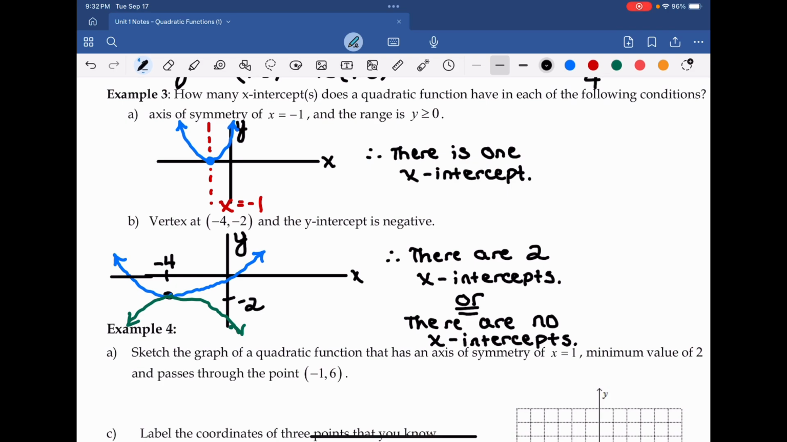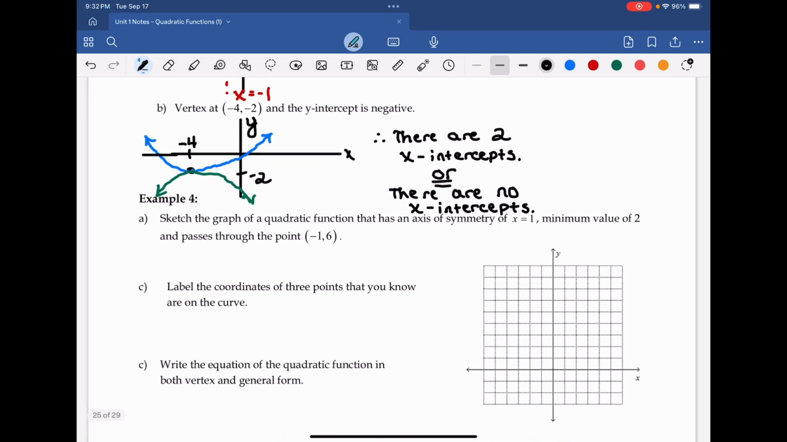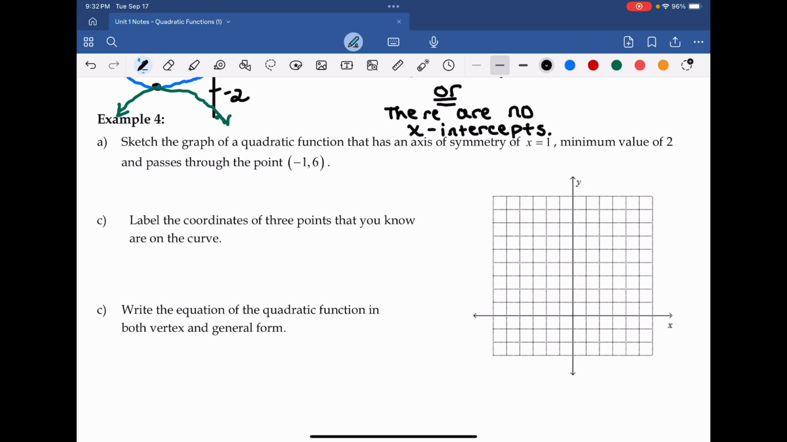Okay. Now, let's move forward to example 4, where they're going to get us to sketch one, and they're going to say, given the situation of this description, can we label points based on this? And then can we write the equation based on the graph that we construct? Okay, let's start off with the first detail. Axis of symmetry at 1.